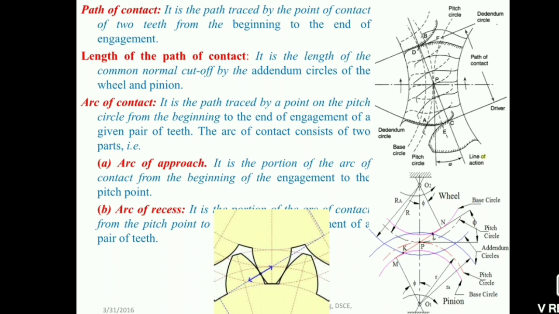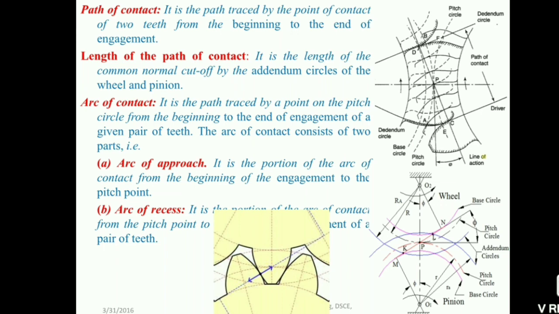Path of contact means, when two gears are meshing with each other, the path which is traced by one tooth from the beginning of the engagement of the gear to the end of the engagement. That is path of contact. There is a derivation coming for this, a very important derivation. When we are explaining the derivation, you will understand it more clearly. I will draw and show you.